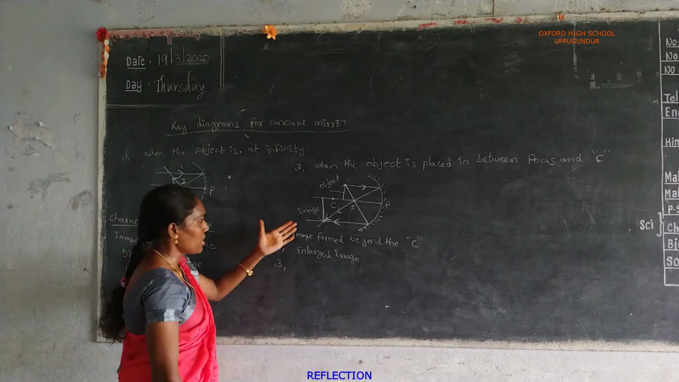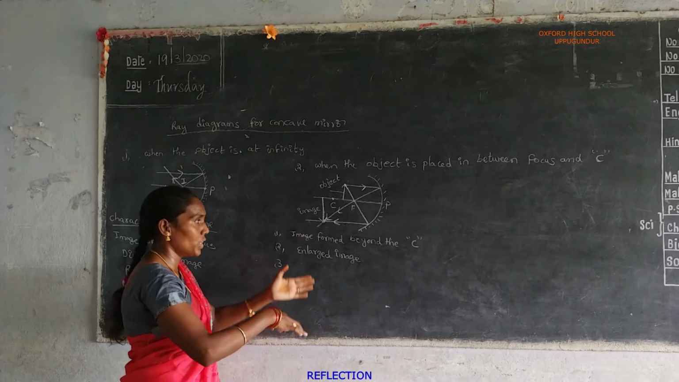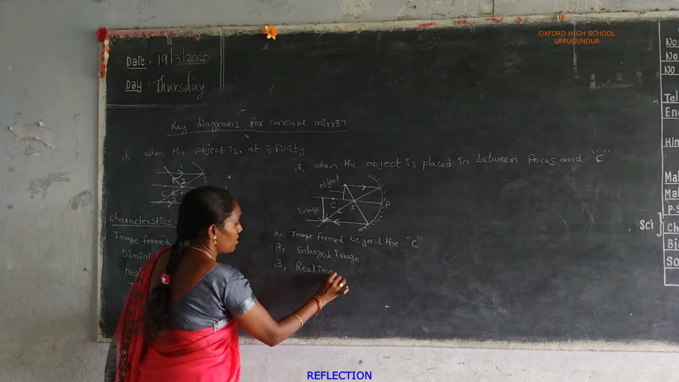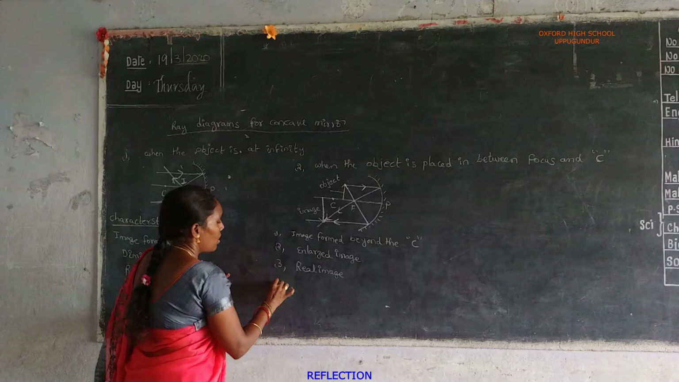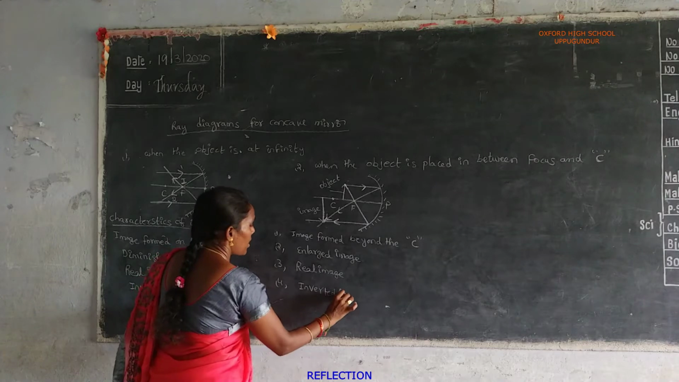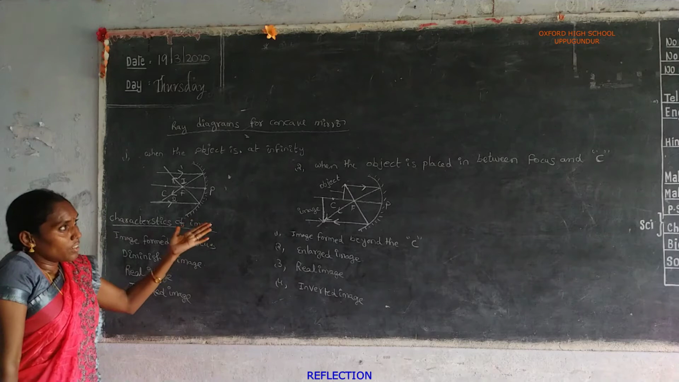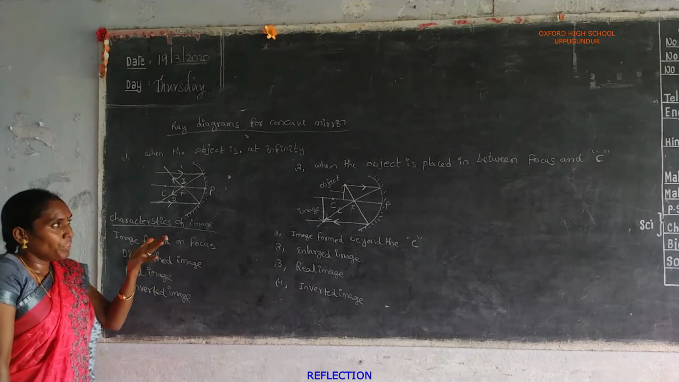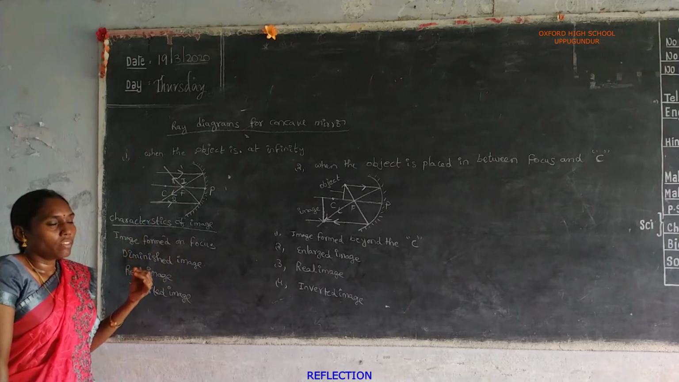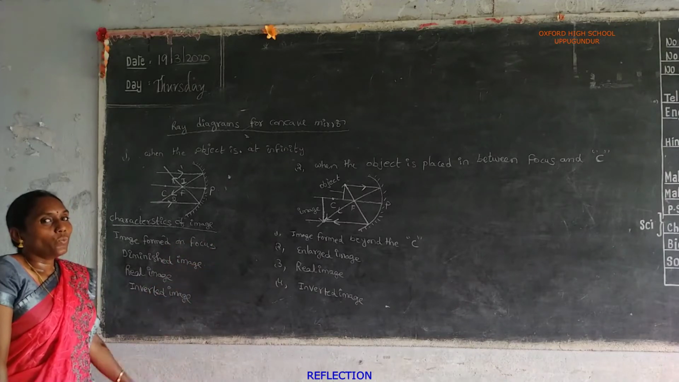This image is inverted, upside down. All inverted images are real images. Real image means this image can be put on the screen. It is an inverted image. See the second ray diagram. When the object is placed between focus and center of curvature, the image is formed beyond the center of curvature. It is an enlarged image, and it is a real image, and it is an inverted image.